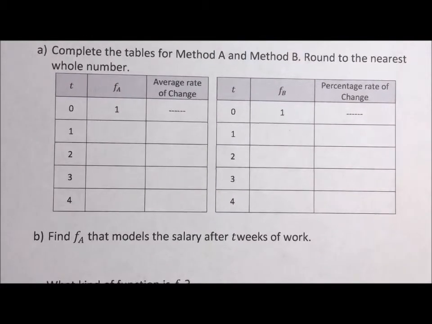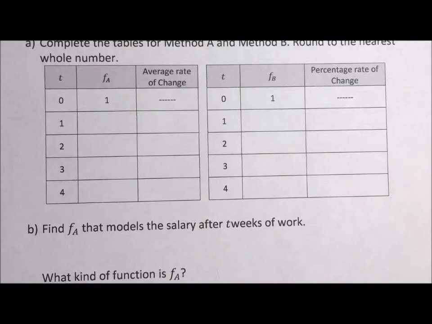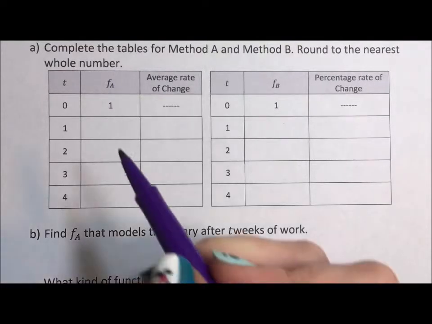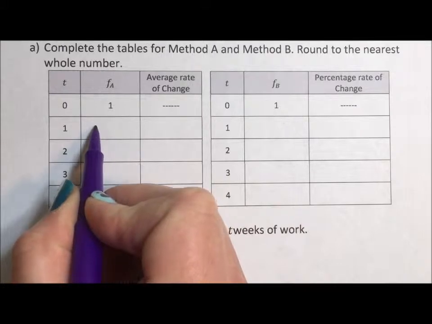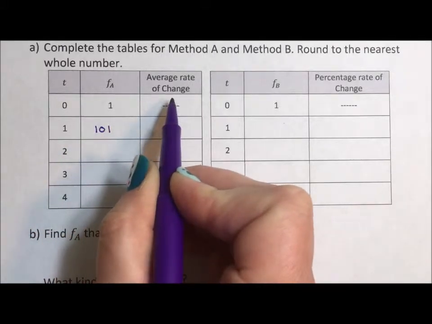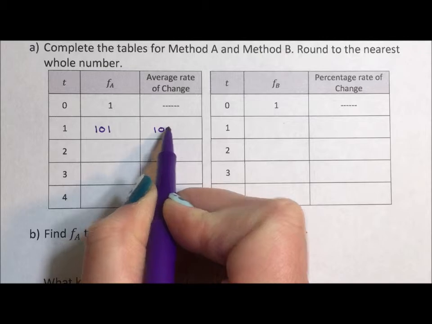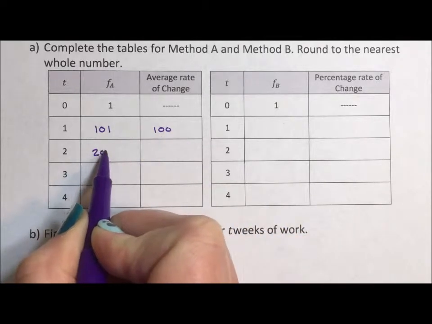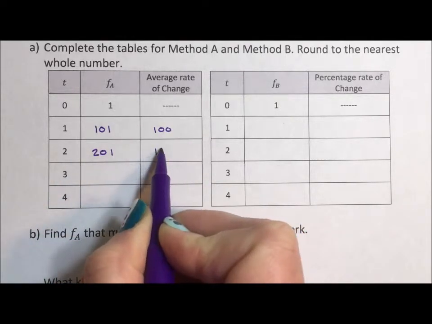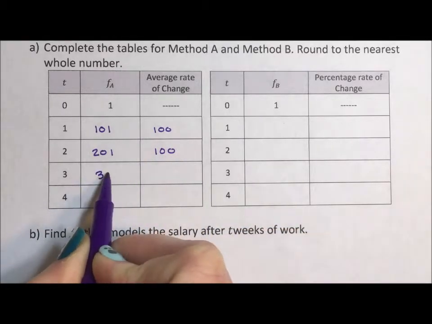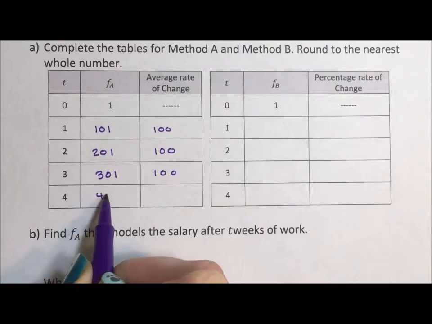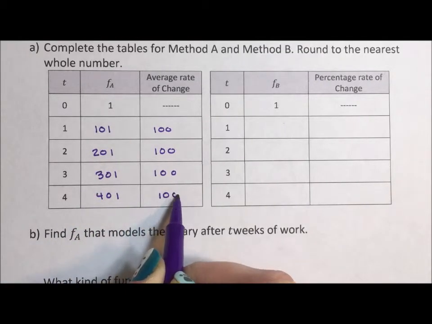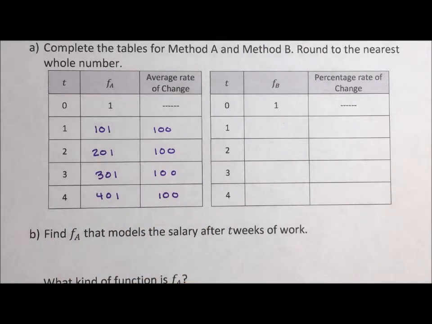Okay, so for A, this is where you get an additional 100. So after week 1, you have $101. So the average rate of change is you get an additional $100. Then week 2, you get $201. That's an additional 100. Then you have 301. Your average rate of change is your slope. It's what you're adding each week. And that would be the first 4 weeks of payment that Sean would get.